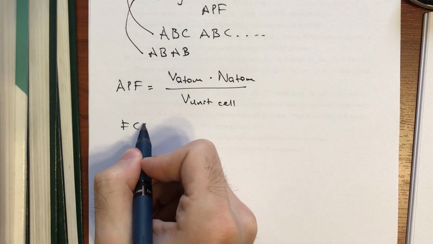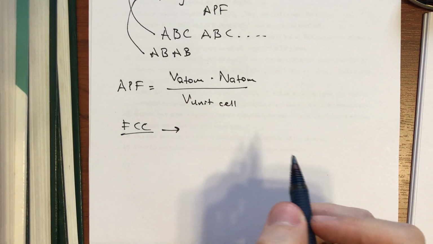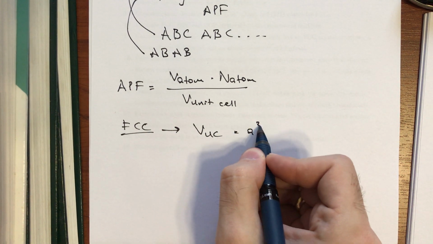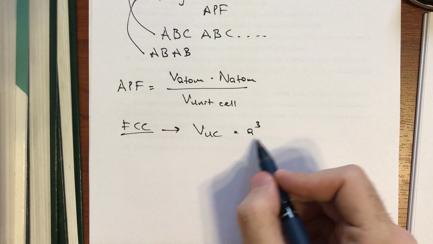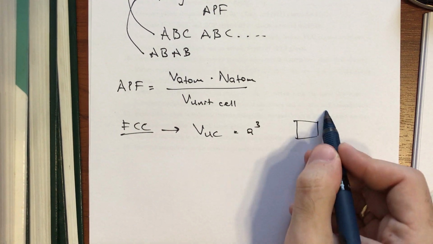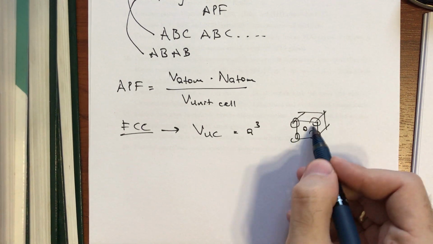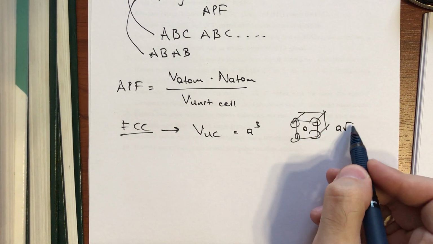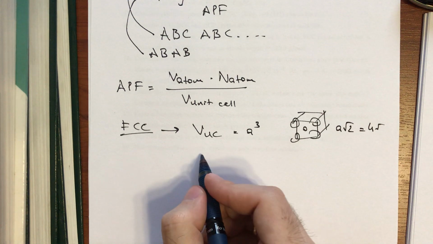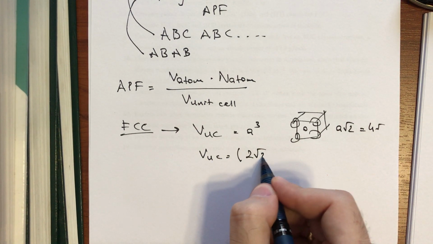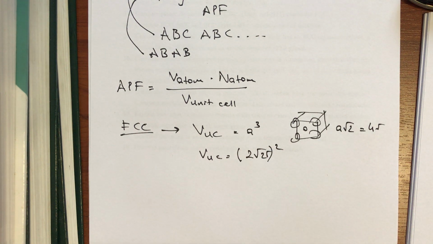Now for FCC, the calculation is going to be very straightforward. The V unit cell is a cubed. What is a here? If you draw the FCC structure again, they touch on the face diagonal. a square root 2 is 4r. V_UC is going to be (2 square root 2 r) cubed.